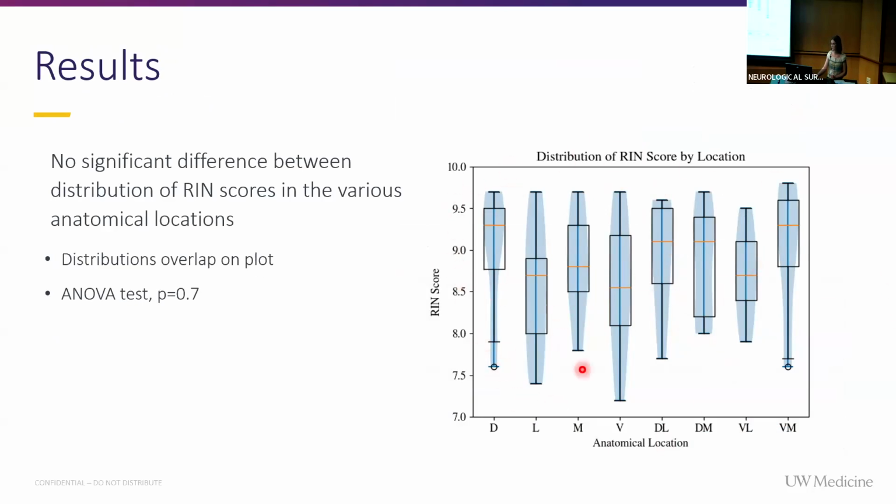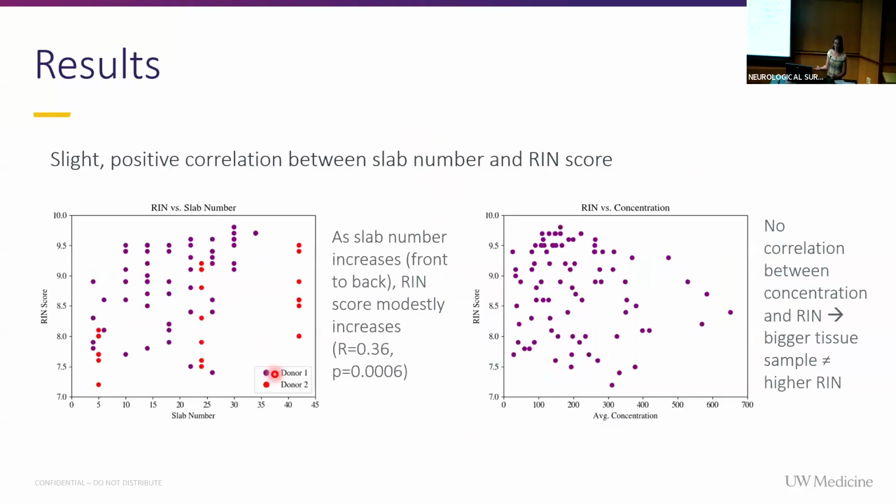All the distributions pretty much overlap and they're in the range of 7 to 10, which are really strong RIN scores. And then we backed it statistically using an ANOVA test, which had a p-value of 0.7. If you took a stats class at some point in your educational career, you know that this is insignificant. So we moved on from that. And then we checked slab number.